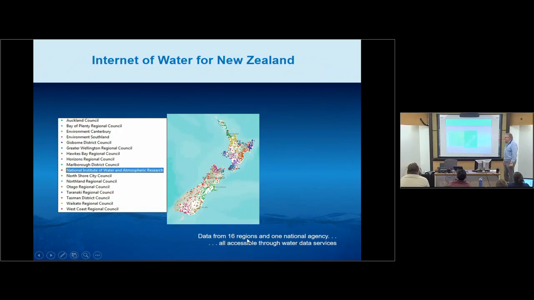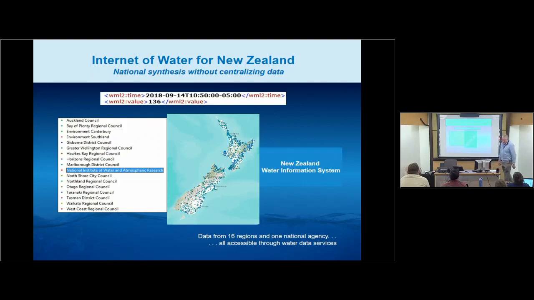What's happened in New Zealand, my native country, is that water data is collected at a number of different regional organisations, 16 of them actually, and there's one national organisation called NIWA, and they have integrated them all with the WaterML language. So they've achieved a national synthesis of their data without centralising all the information. It looks like one big system, but it really isn't. It's kind of like the Internet of Water. So that's been accomplished. It's not like we can't do this. It has already been done.